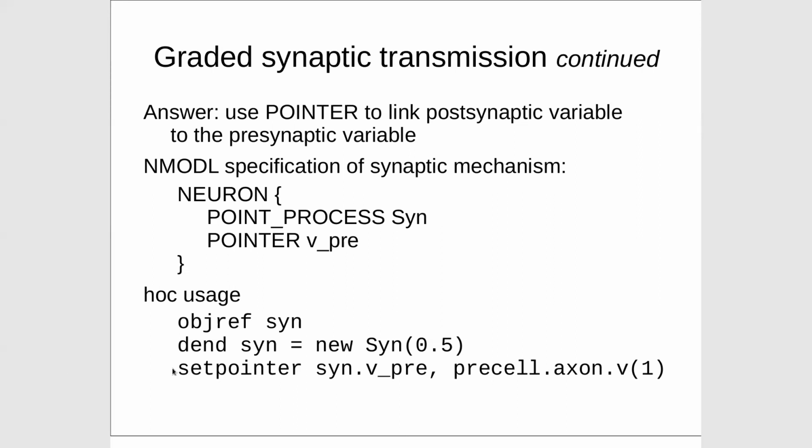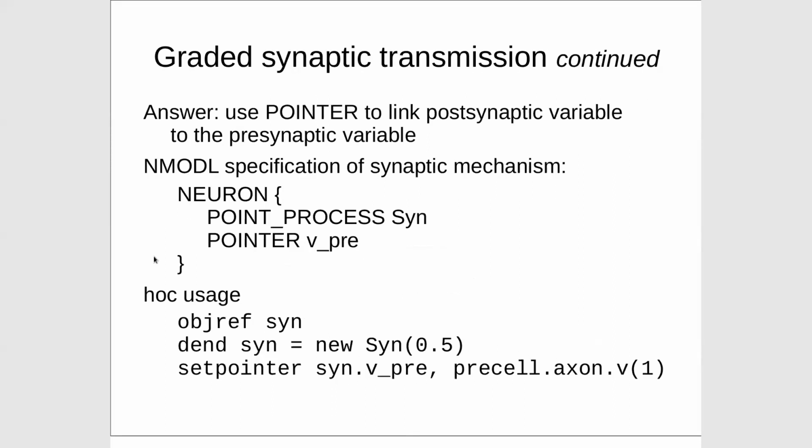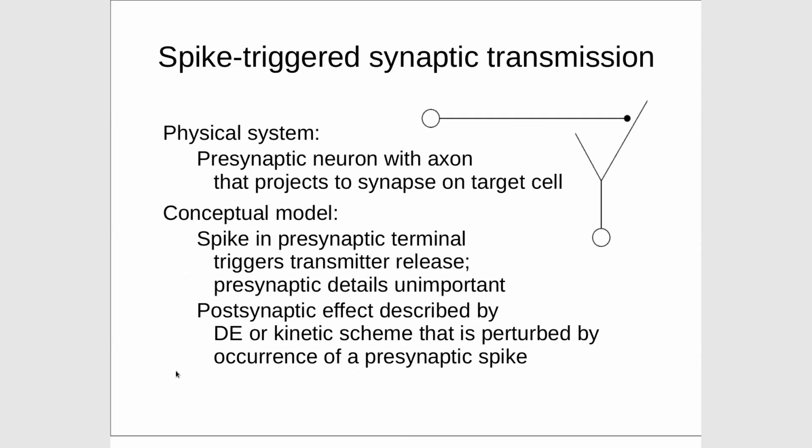You're going to have to attach that pointer variable to the variable in the presynaptic compartment. And this is how you would do it with Hoc. I have some example of how to do it with Python, but we're going to skip over that because we're going to focus on spike-triggered synaptic transmission, because most models we're dealing with are spike-triggered. Not to say you can't do it with Python, not to say it's more obscure than Hoc, just that it's off the topic for the rest of this presentation.